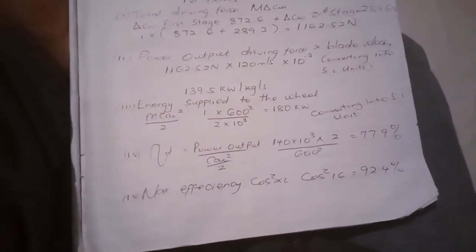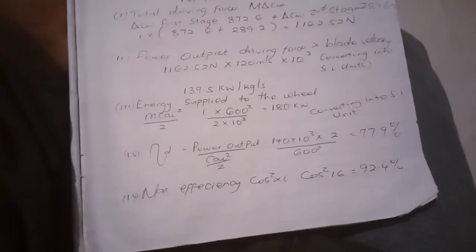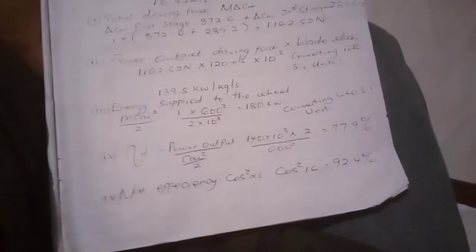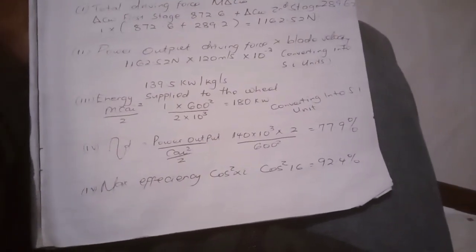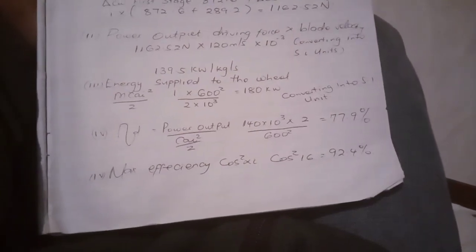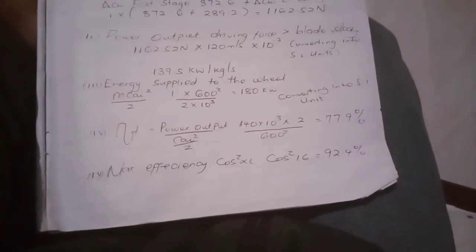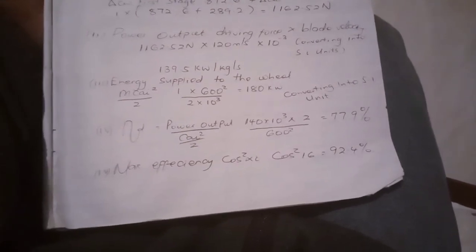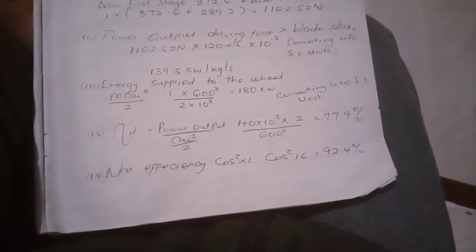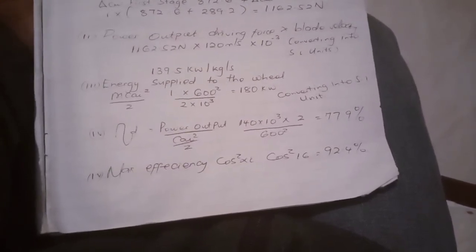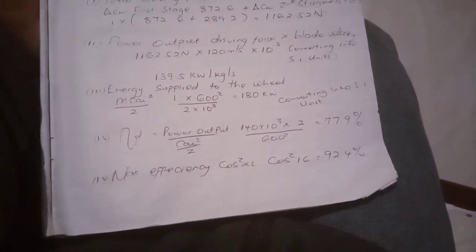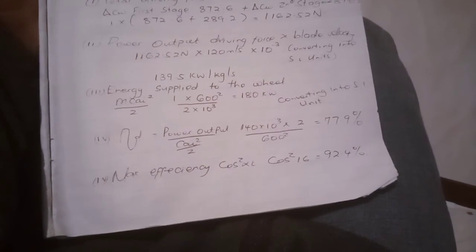Diagram efficiency. We say that diagram efficiency is equal to power output over energy supplied to the wheel, and we found that power output was 140 kilowatts times 10 raised to the power 3 times 2 over 600 squared. You get that the diagram efficiency is 77.9%. Max efficiency is gotten by cos squared alpha I, and alpha is 16. So you get that maximum efficiency of the steam is 92.4%.